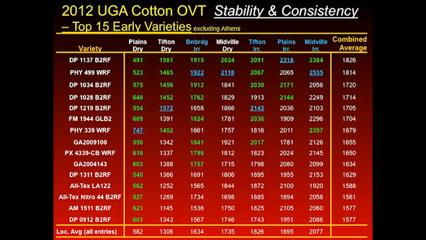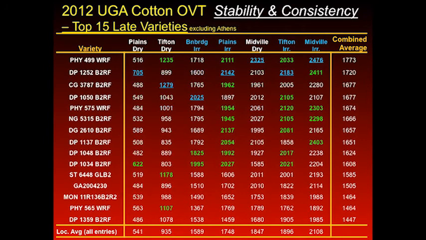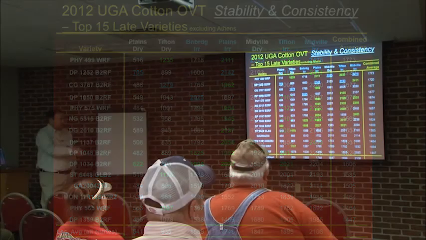All right, looking at late maturity, Phytogen 499 there at the top, Delta Pine 1252, so we're starting to see some similarities with the on-farm trials in the small plot OVT. However, there are some differences, the primary difference being the range of environments and the list of varieties that we have. Cropland Genetics 3787, Delta Pine 1050, which has been around a while. Two new ones here, Phytogen 575, a relatively later maturing variety, and NextGen 5315, Dynagrow 2610, and several others that you've seen before.